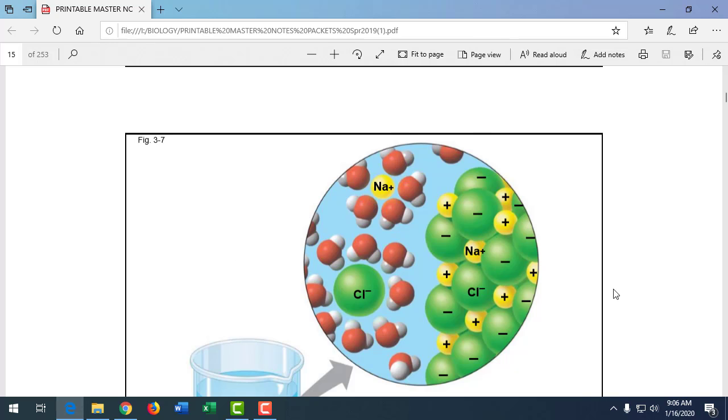So ionic, anything that is charged can dissolve in a charged water molecule solution, right? But if it's uncharged, it can't dissolve.